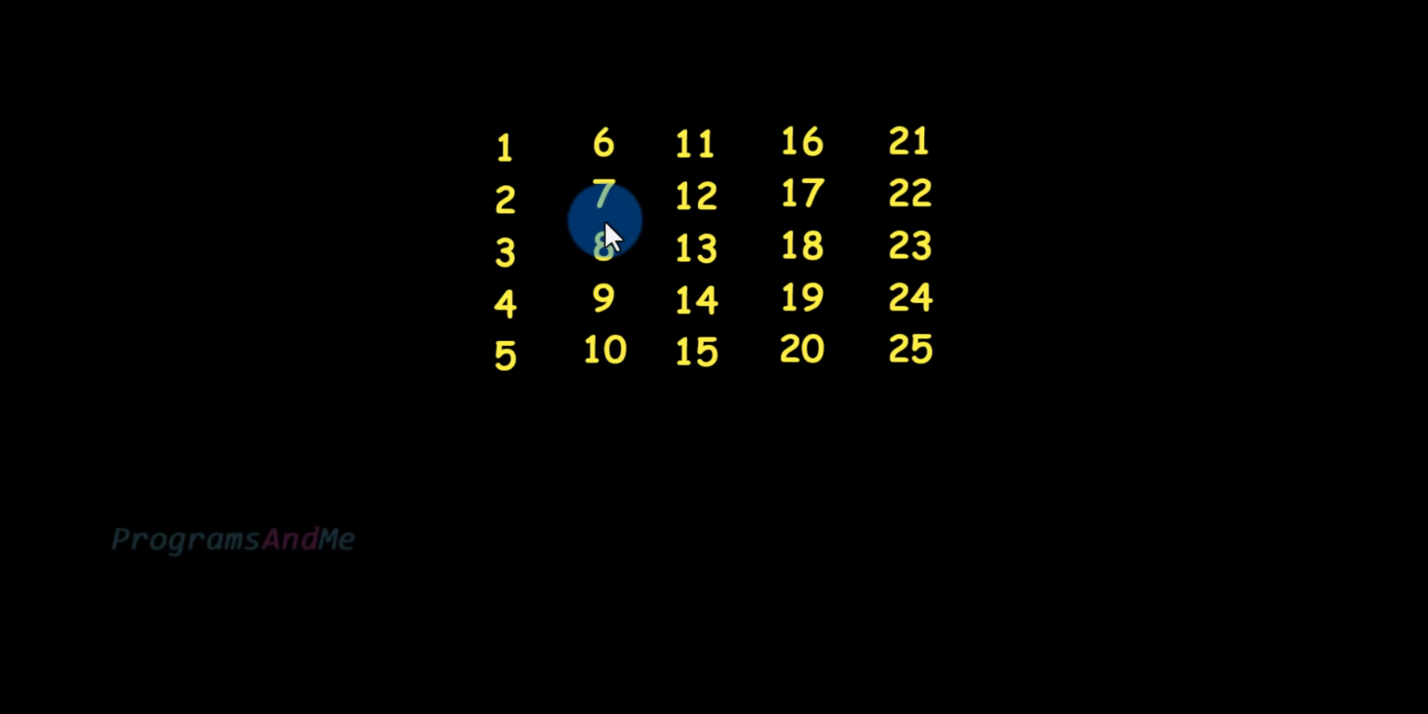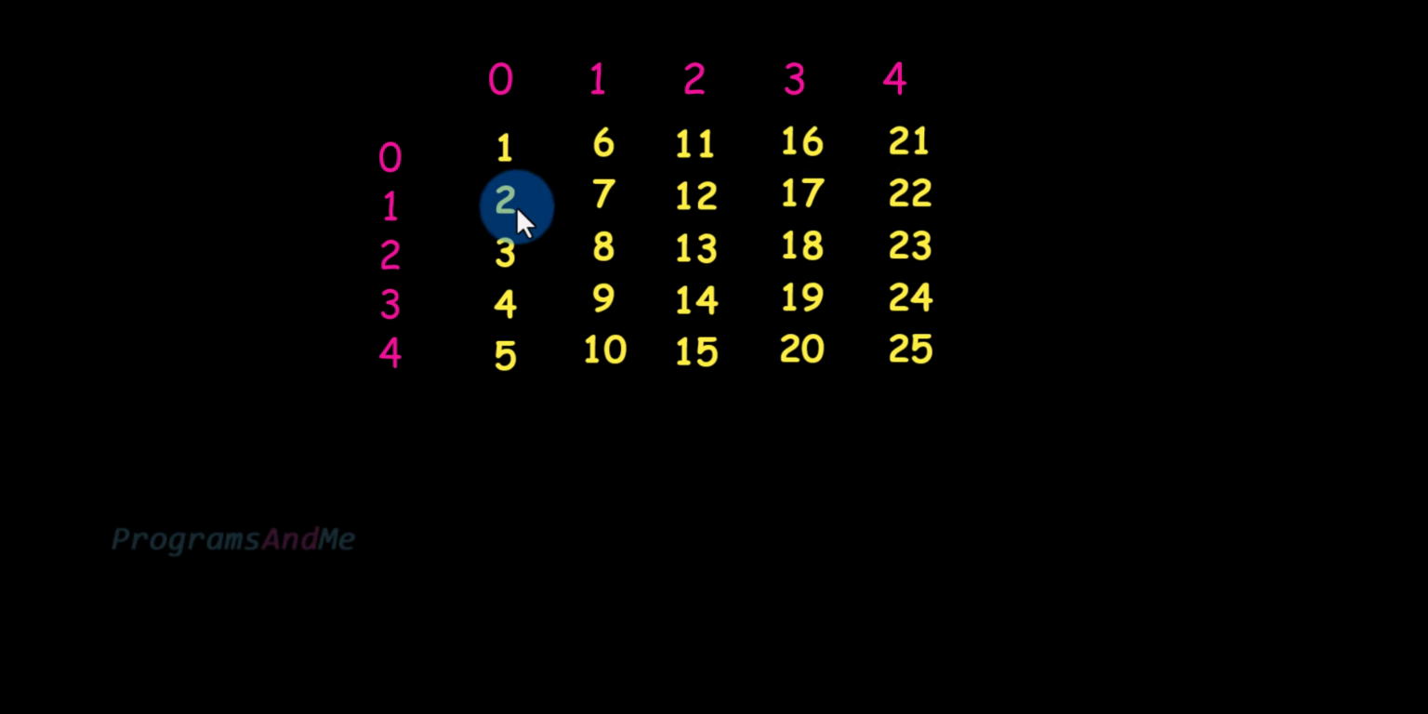4, 5, 6, 7, 8, 9, 10, 11, 12, 13, 14, 15, 16, 17, 18, 19, 20, 21, 22, 23, 24, 25 like this. But as I said in the previous tutorial, in pattern programs we'll print numbers or stars like this. We'll start from row 0 column 0. Next here, that is row 0 column 1. Next here, next here, next here.